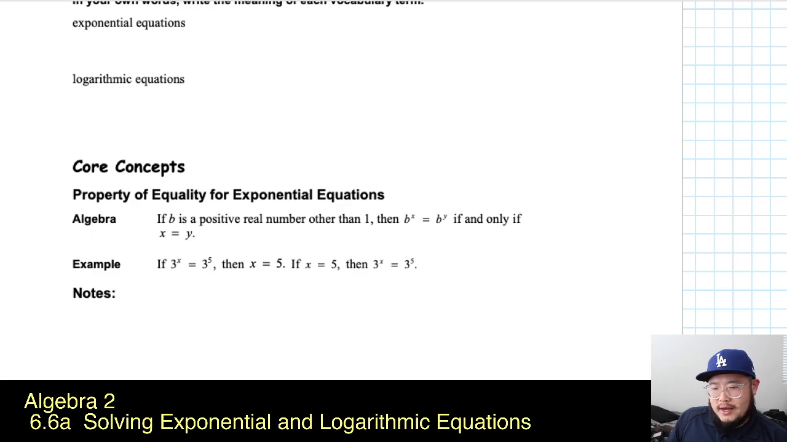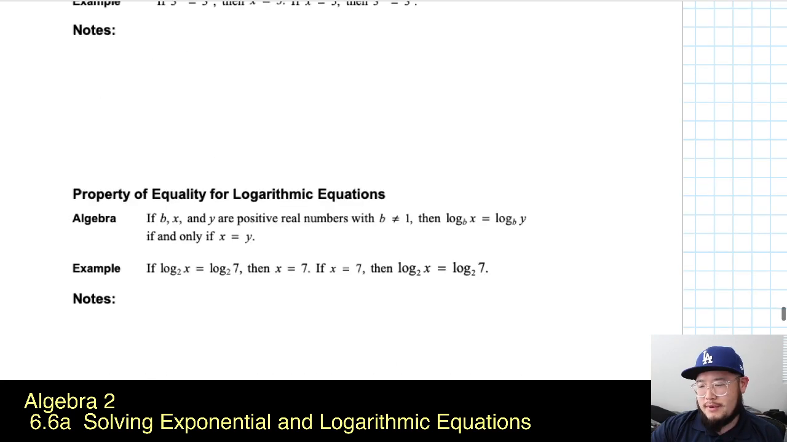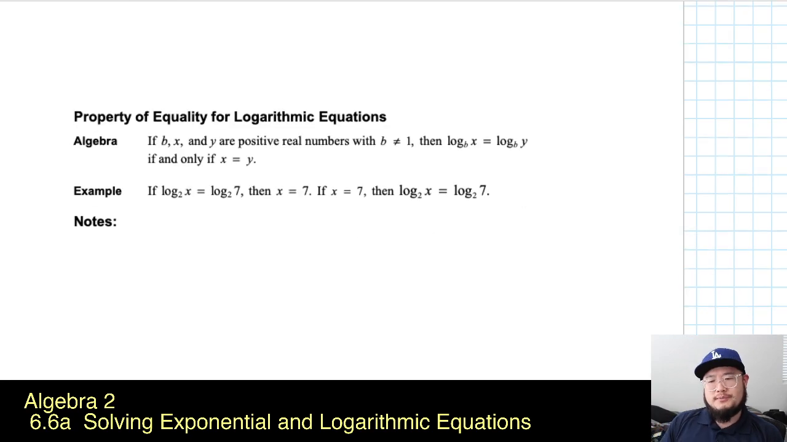As we move along, next up we have the property of equality for logarithmic equations. Well, if we have logarithms, in order for us to set the arguments equal to each other, their log bases must be the same. So in the example right here, if log base 2 of x is equal to log base 2 of 7, then I could take x and set it equal to 7, and there you go. Just like that. Pretty simple.